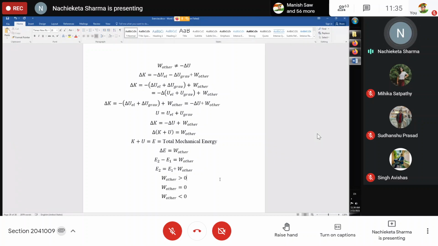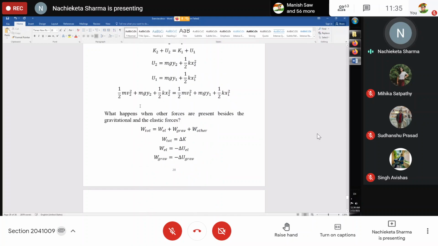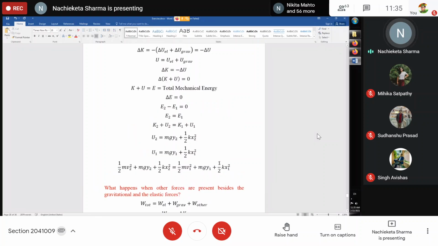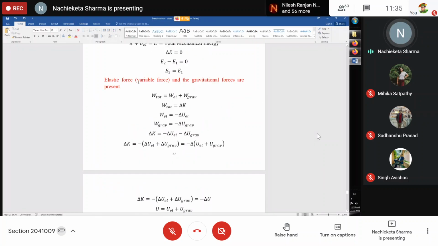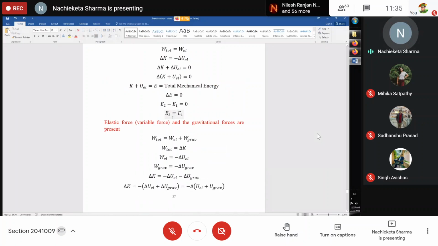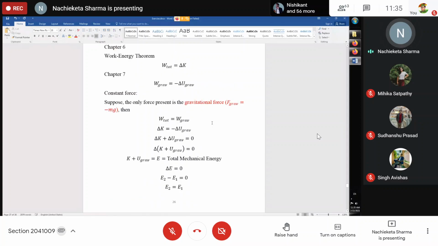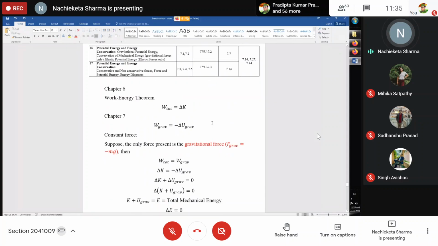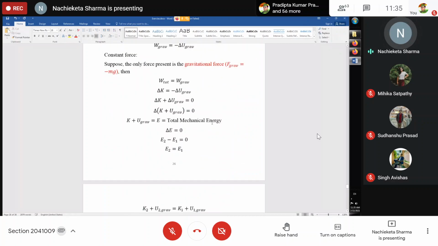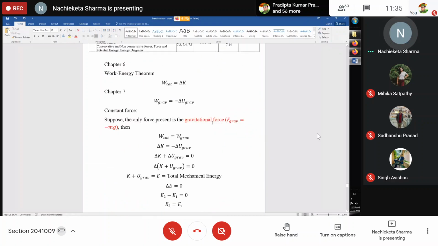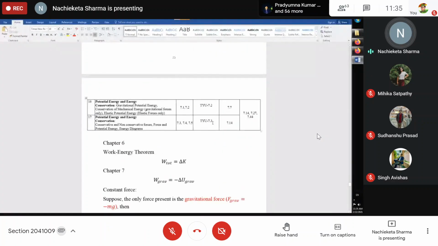So this is how we have discussed almost all things. When other forces are present besides the gravitational and elastic forces, what happens? When only elastic forces are present, what happens? When elastic and gravitational forces are present, what happens? And when only gravitational force is present, what happens? So I think we have discussed everything threadbare. And I hope we have also worked out test your understanding 7.2 and example 7.7, isn't it?